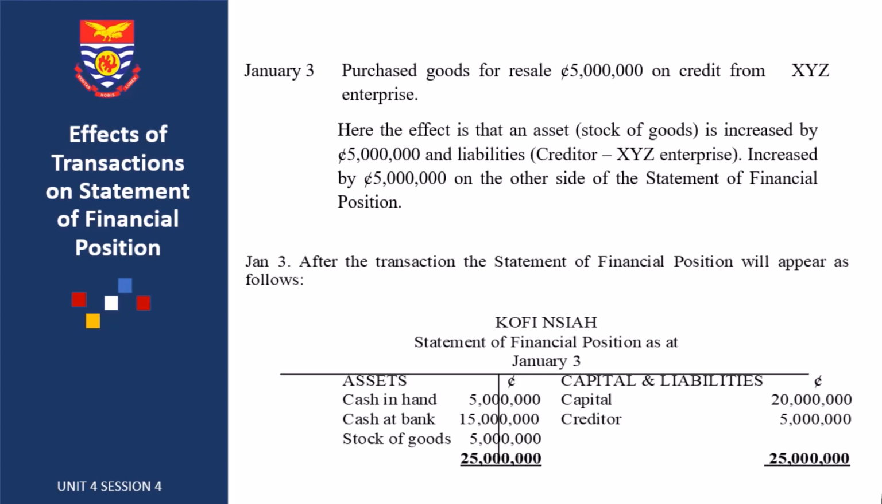So we'll still have the accounting equation being asset equals capital, and now we have the liability of 5 million Ghana cedis. So the assets totaling 25 million Ghana cedis will be equal to the capital and the liabilities totaling 25 million Ghana cedis, because there has been an increase in asset in the form of inventory by 5 million Ghana cedis. At the same time, there has been an increase in liability in the form of creditors by 5 million Ghana cedis.